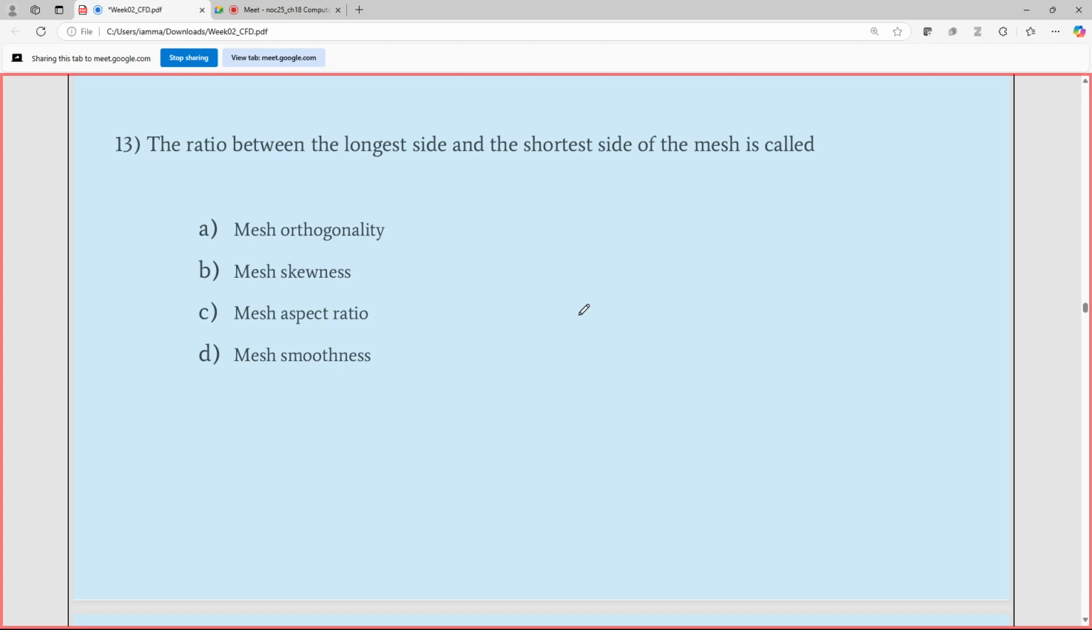Next question onwards, the questions are on quality metrics of the mesh. The question is, the ratio between longest side and the shortest side of the mesh is called. If we are considering a single element or volume of that mesh, then what is the ratio between longest side and the shortest side is called? Option A, mesh orthogonality. Option B, mesh skewness. Option C, mesh aspect ratio. Option D, mesh smoothness.